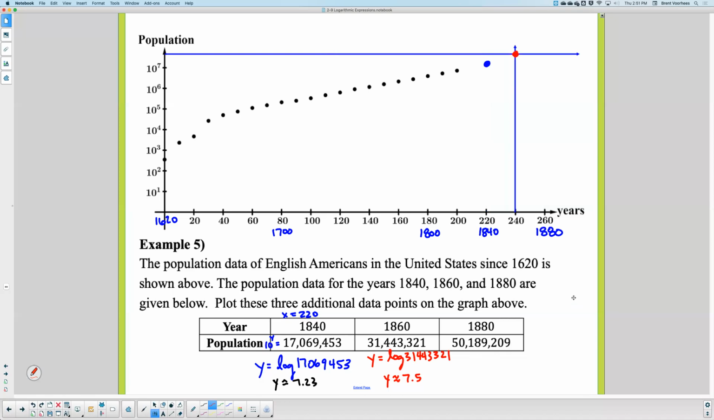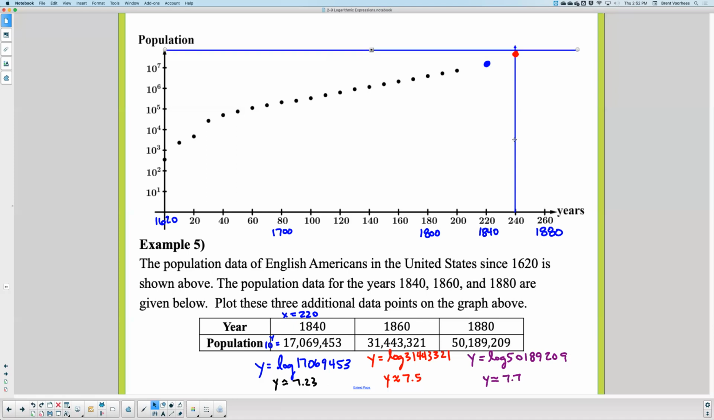And finally, our last logarithm here. Okay, let me write out the number. I forgot to write log. Log 50,189,209. What do you get? 7.7. Okay, so I need to go up just a little bit higher. Let's say that's 7.7 there, and I go forward to 1880. So the intersection of those 2 points, that would be where that point goes right there.